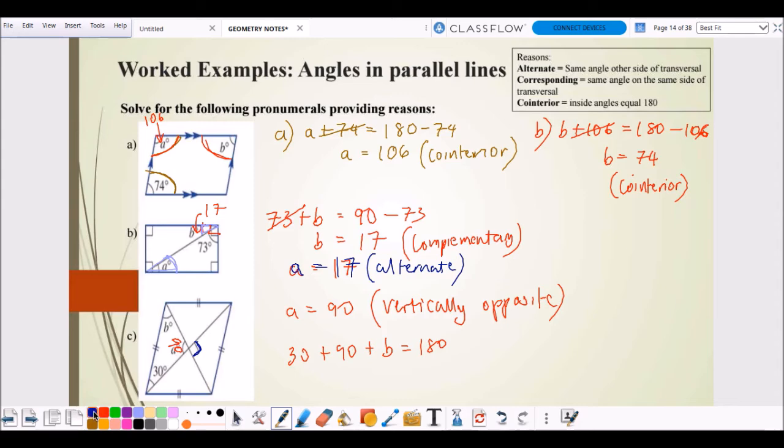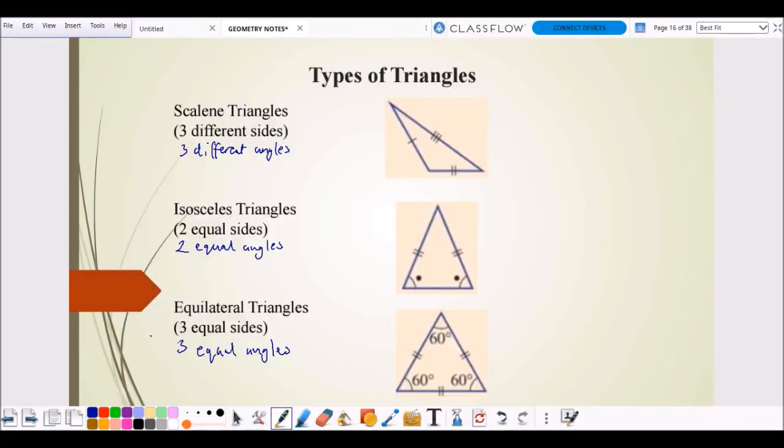Just another look. Okay, so we know that that equals 180. So working this out, to make B by itself, minus the 30, minus the 90. That means B should be, what's that, 120, so 60. And this is supplementary. Okay, I'm going to stop there. Does that make sense?